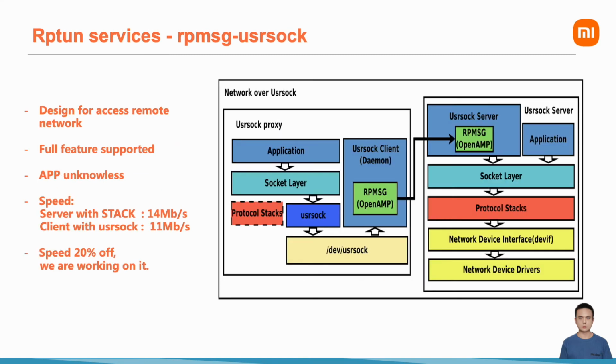Next service, rpmsg-usrsock. This is designed for access remote network. Network full feature supported. Let's see the picture. In the proxy, there is no network stack. We put the usrsock below the socket layer. Once the application calls the socket layer, it goes directly to the usrsock, and then puts the operation to the usrsock device.